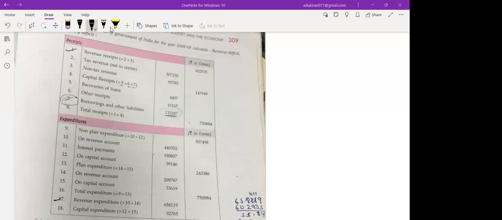Ma'am, are we only supposed to calculate revenue deficit? No, first calculate revenue deficit. We'll discuss, then I'll give you the next question.